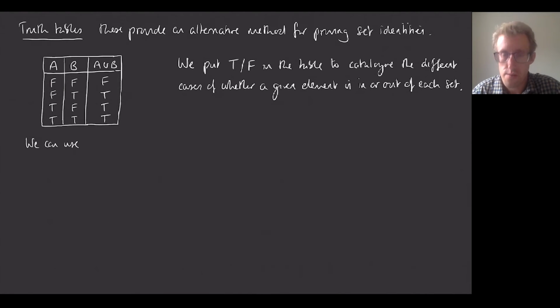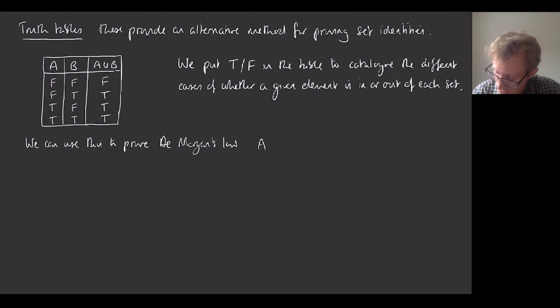Let's prove the De Morgan's laws again. So we can use this to prove De Morgan's laws. And let's prove the one that we didn't prove last time. So I think that was that the complement of the intersection of two sets is the same as the union of their complements. So we want to try and show that those two sets are equal to each other.